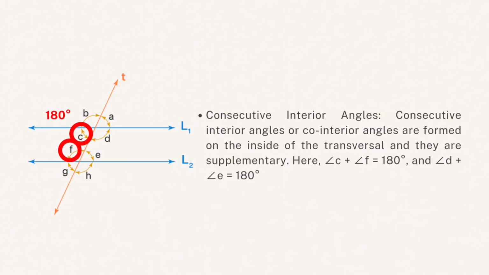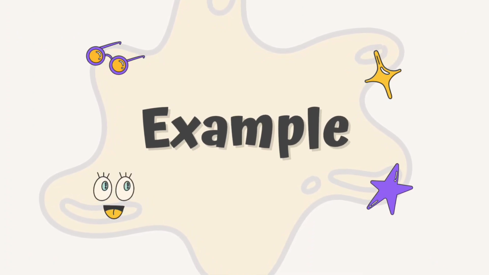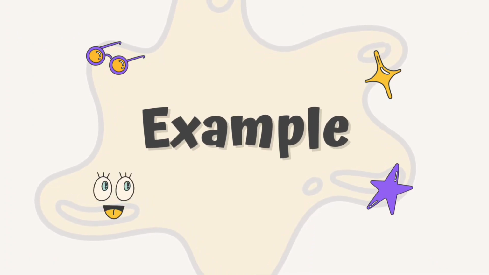Consecutive interior angles. Consecutive interior angles, or co-interior angles, are formed on the inside of the transversal, and they are supplementary. Here, angle C plus angle F equals 180 degrees, and angle D plus angle E equals 180 degrees. For the example, we have a real-life problem solved using parallel lines and consecutive interior angles.